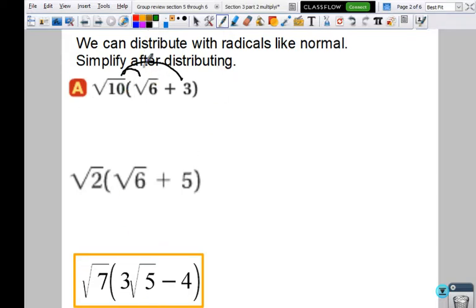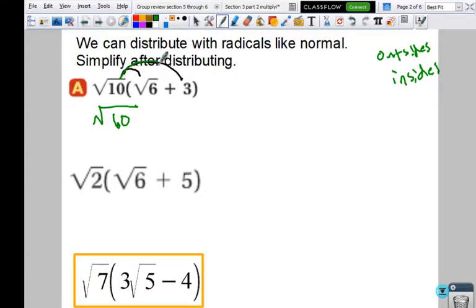The first thing I'm going to do is square root 10 times square root 6. Remember, you multiply the outsides together, and then you multiply the insides together. Are there any outsides on square root 10 and square root 6? No. So we're just going to multiply insides. Square root of 10 times 6 is square root 60. Okay, that was my first one.